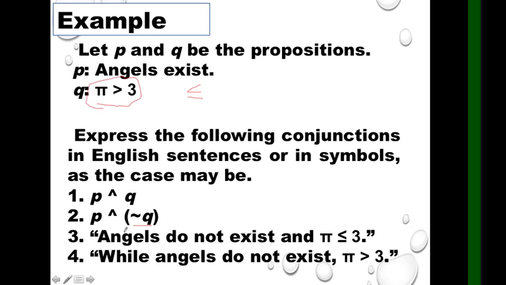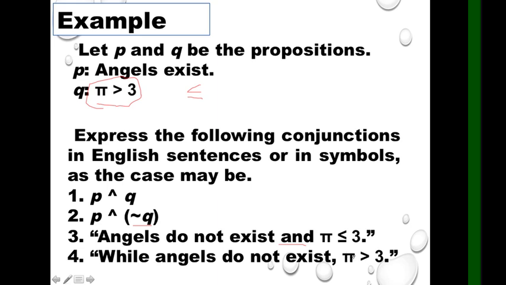Okay? Another. Angels do not exist and pi is greater than 3. Angels do not exist. It is different from our proposition. Therefore, not P conjuncts Q, because of the word and. What's this? Not Q, right? Conjuncts not Q then. Because it is different. While angels do not exist, pi is greater than 3. So that is not P conjuncts Q.